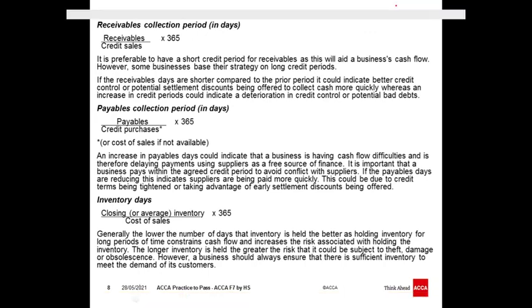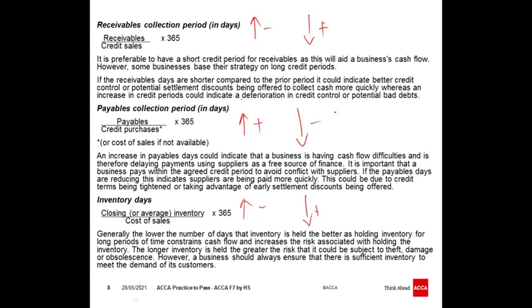Now, receivable collection period, payables collection period, and inventory turnover in days. These are the three things. If the time period is increasing for these two things, this will be considered a negative point for the business. And if it is reducing, that will be considered a positive point. Whereas for payables, if the time period is increasing, it will be considered a positive point.